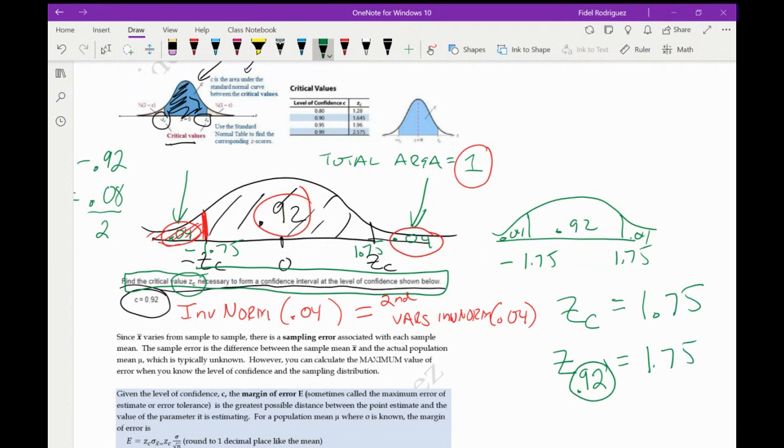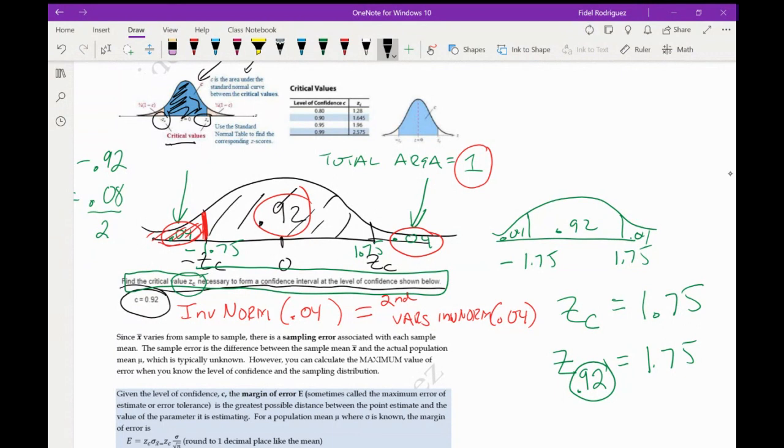I kind of understood, since the value of the entire curve is 1, the complete 1, you cannot have a negative and a positive 1.75 to complete an entire whole number, which is 1.